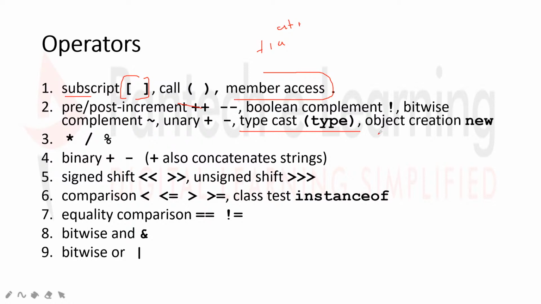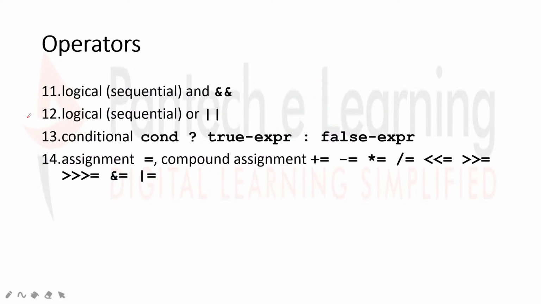And then object creation, and multiplication, division, addition, and shifting. Shifting is important, like signed and unsigned. Signed and unsigned is like negative values or positive values. We have some other operators. Totally we have not only 9, we have even more. Here you can see 14 operators, logical operators and logical sequential operators. This is what we are using in the Java programming language.